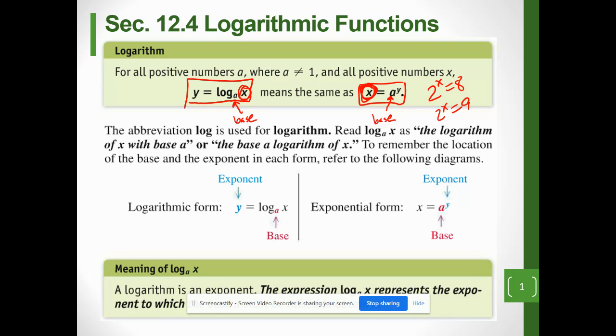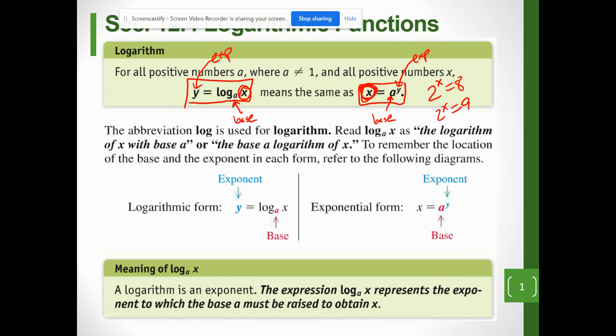Here I have this. So the exponent, it's right here as well. My exponent, and notice how here my exponent is by itself. Remember I said logarithm was how we were going to solve for the exponent. So it makes sense that we have the exponent by itself.